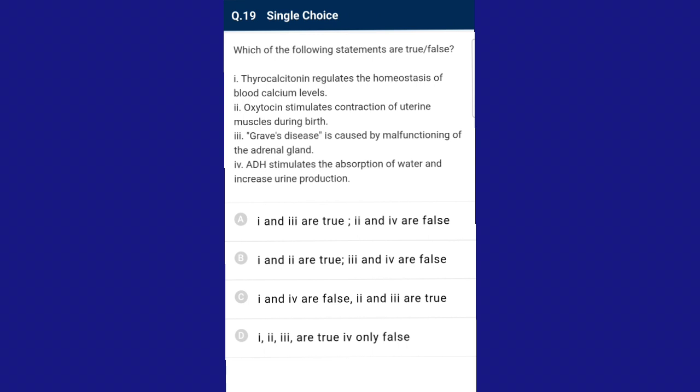The fourth one, deficiency of ADH or vasopressin hormone leads to diabetes insipidus. There is excessive production of dilute urine. It is called diuresis. So the first and second statements are correct. The third and fourth statements are false. So the correct option is B.